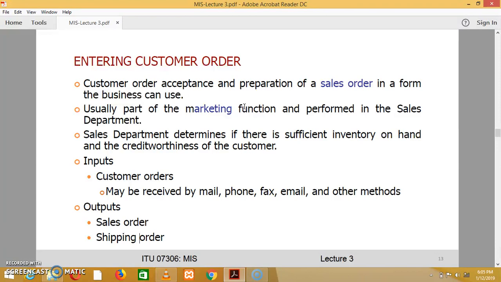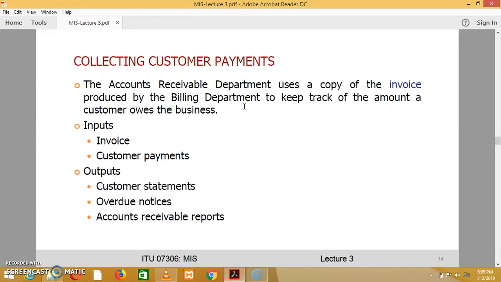Next is collecting customers' payment, but this is after we bill the customer. The next step after the customer order is billing or invoicing. Then we come to collecting customers' payments, because after the customer makes an order, we bill it and the customer pays. The input is an invoice from the billing and the customer payment. We then give out the customer payment statement and overdue notes, and the customer has paid.